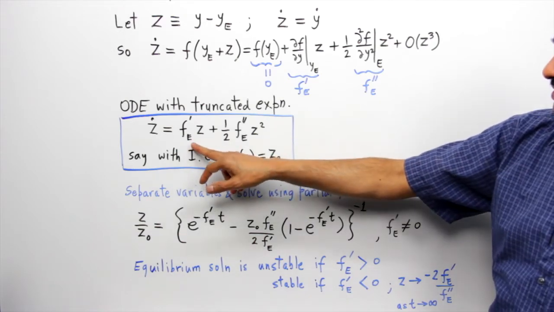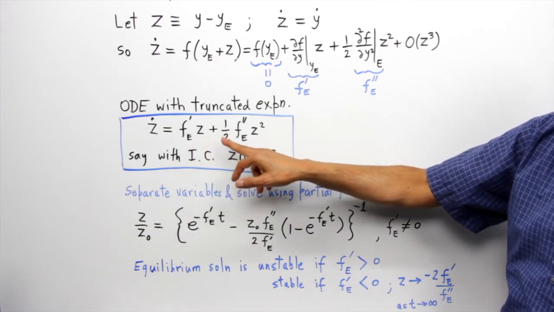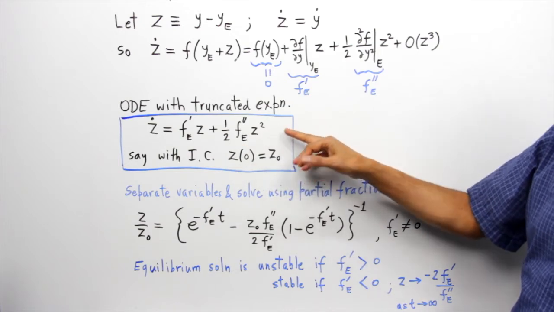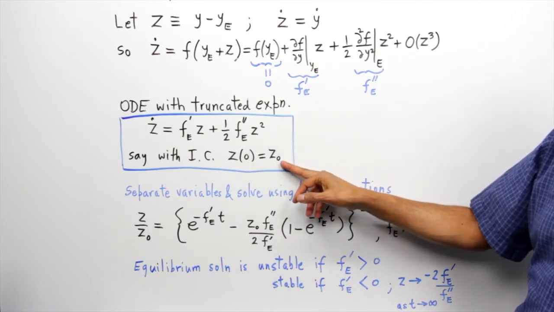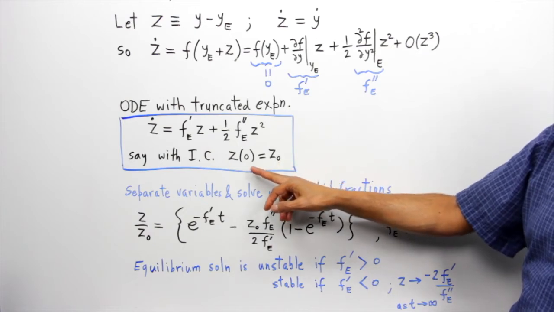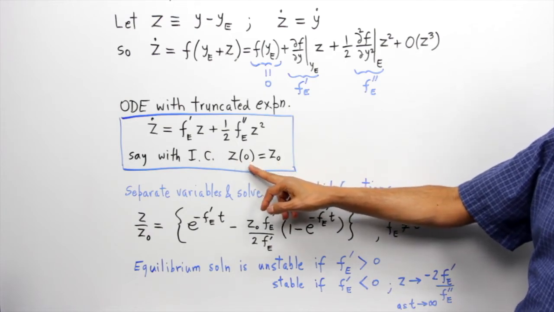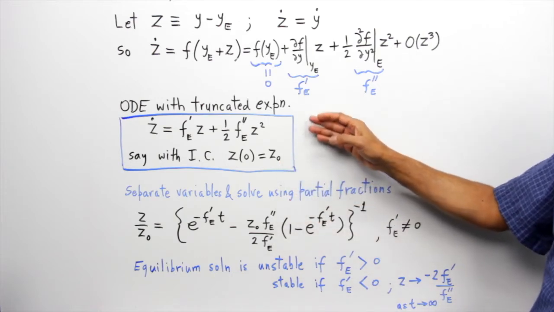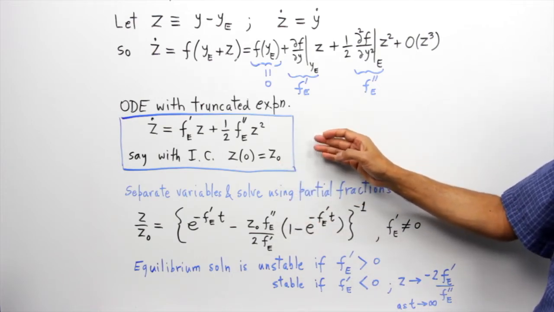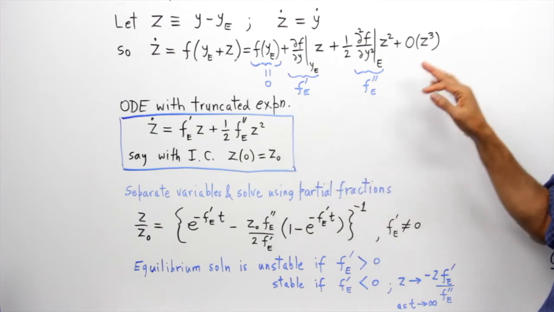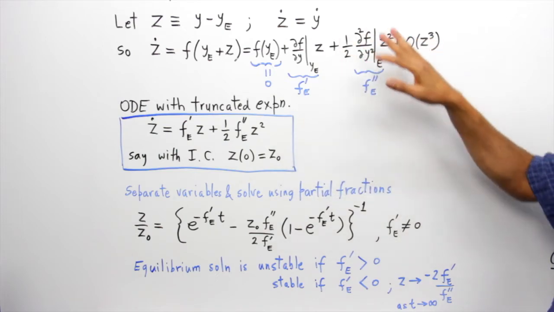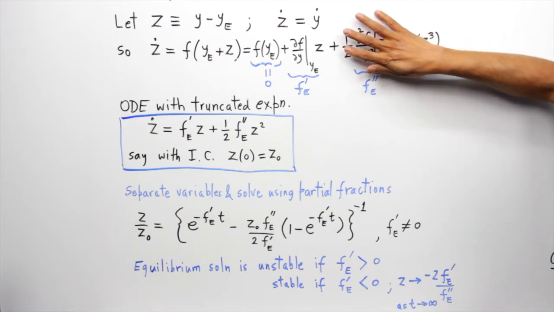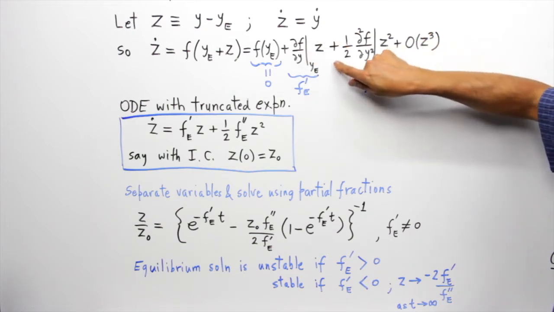z dot equals fe dash, a number, times z, plus 1/2 fe double dash, another number, times z square. And let's say we know the initial condition for z, that z at time t equal to 0 is some number z naught. And so this is now a first order nonlinear differential equation. It's nonlinear because we kept this second order term. If we want to consider the lowest order truncation, we can drop this, and then we would just have the linear term.